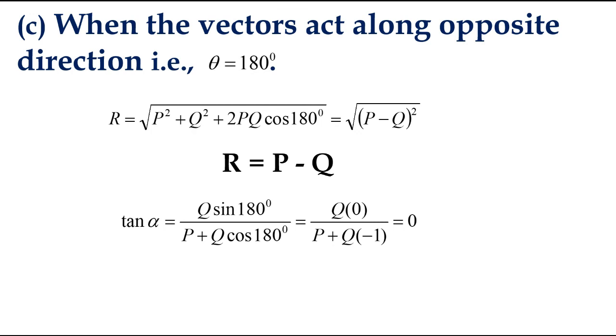Now the direction of the resultant with P bar. Tan alpha is equal to Q sin theta by P plus Q cos theta. Sin 180 is 0 and cos 180 is minus 1. So 0 into anything is 0. Finally, in this case tan alpha is equal to 0. So alpha is also 0 or 180 degrees. So when the vectors act along opposite direction, the angle between the resultant and P bar is either 0 degrees or 180 degrees.